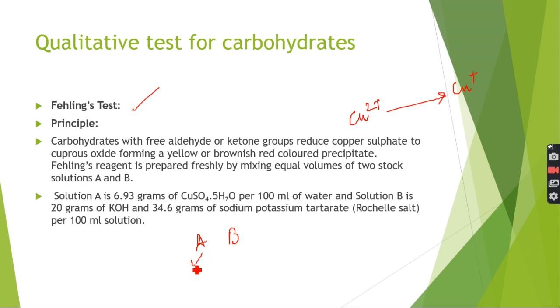Fehling A is a copper sulfate solution and Fehling B is a solution of sodium potassium tartrate, which is also called Rochelle's salt. When you mix them together, a dark blue, inky blue color will appear, and to that we mix the test solution, ultimately giving us a brick red color. If you see the appearance of a brick red color, that means it is a positive Fehling's test, and if you do not see this color, it's a negative Fehling's test.